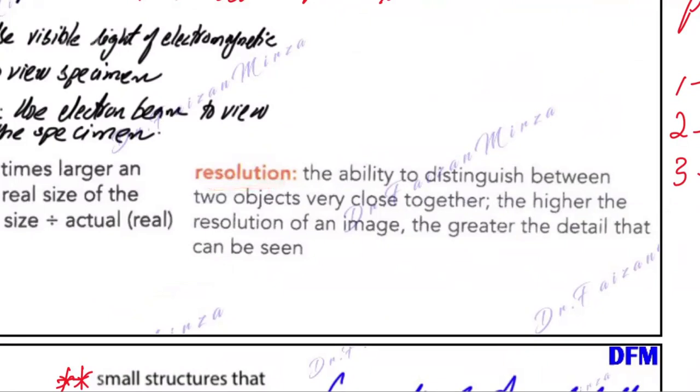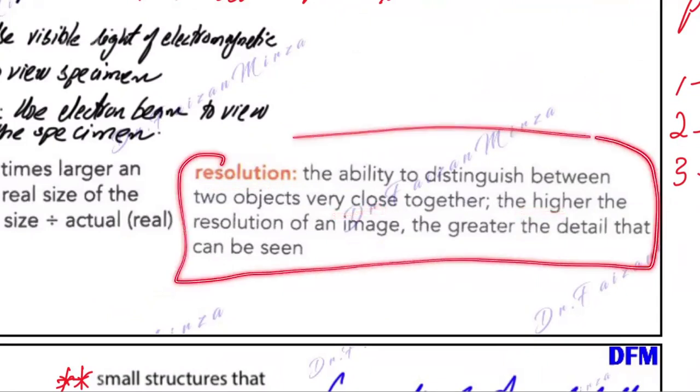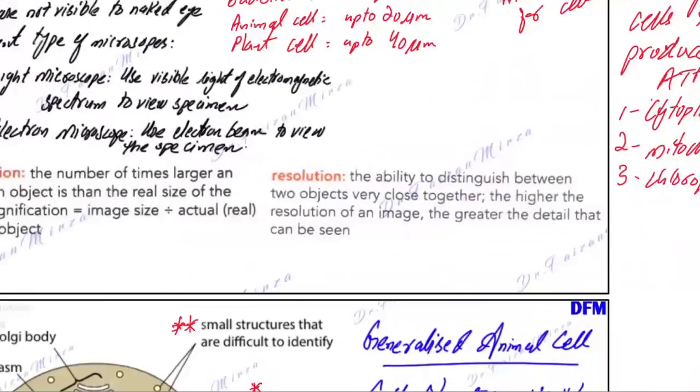Resolution. Resolution is the ability to distinguish between two objects which are very close together. The higher the resolution of the image, the greater the detail that can be seen. What this actually means, we'll discuss in a bit more detail when we are discussing the limit of resolution later on in this video.